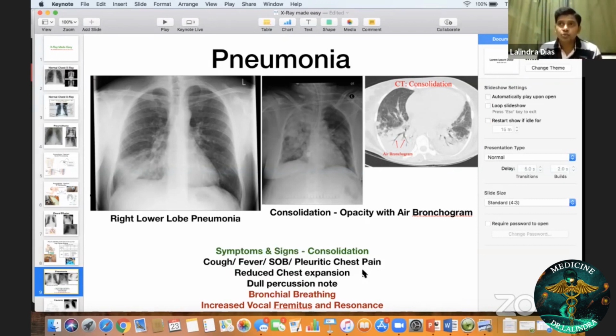So pneumonia patients complain of cough. Some people bring out phlegm, you call it productive cough. Some people don't bring out phlegm, then you call it dry cough. When they cough, they also get a pain in the area of the lung which is infected. So if this is the area of my chest where I have got the pneumonia, when I cough, I will get pain over this area. What is that called? Pleuritic chest pain. It's called pleuritic chest pain.